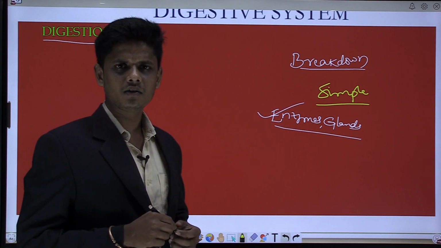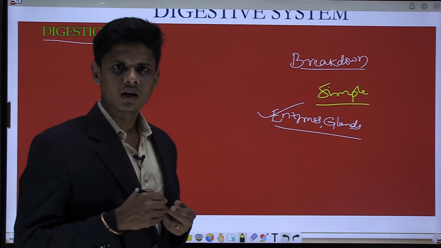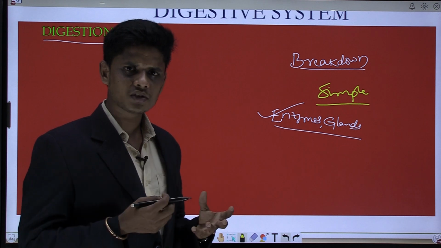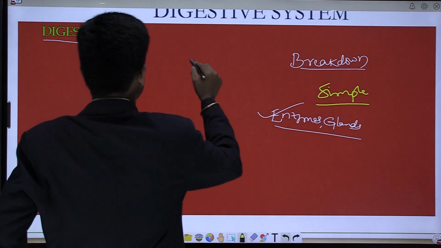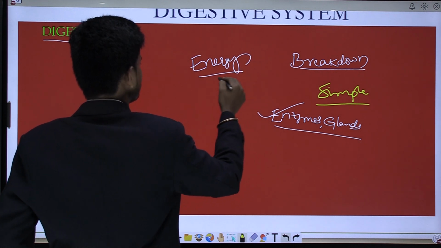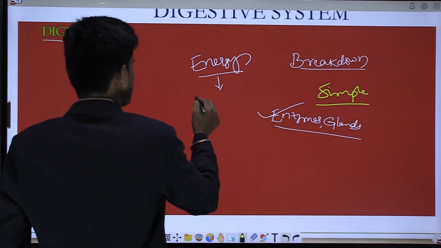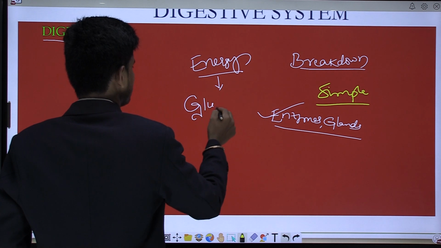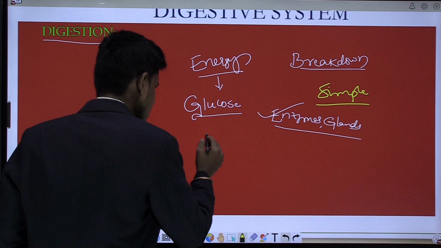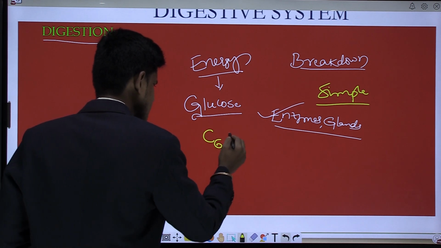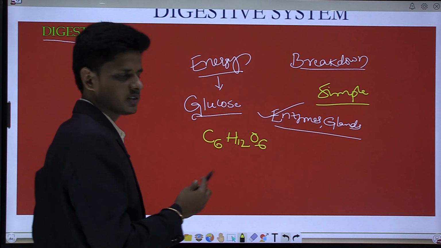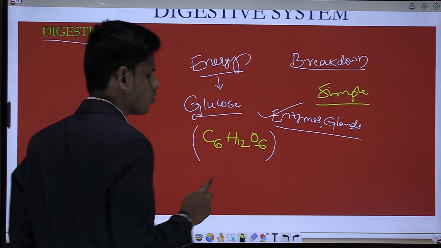But what is the use of digestion? After the food we take into our body gets digested, it produces energy for our body. So what is energy? Energy means glucose, and I would give the formula, that is C6H12O6. This is the formula of glucose.